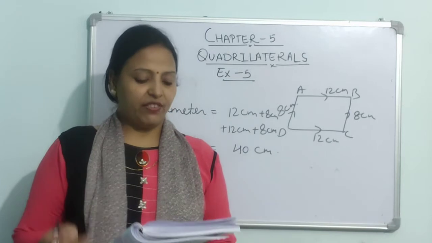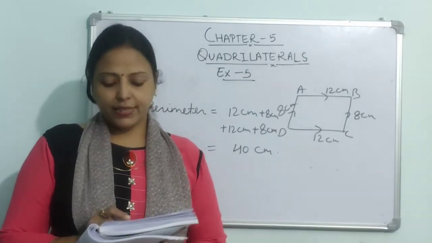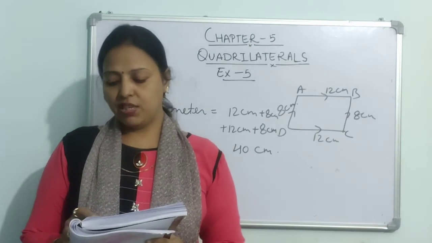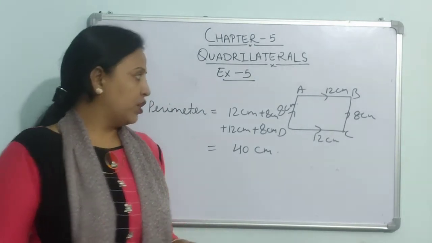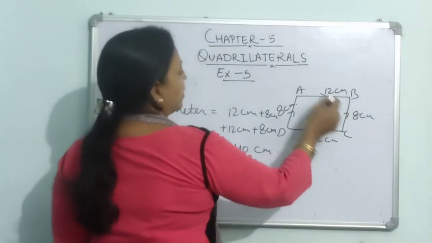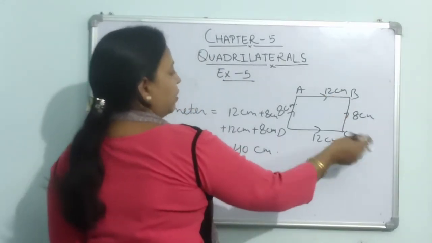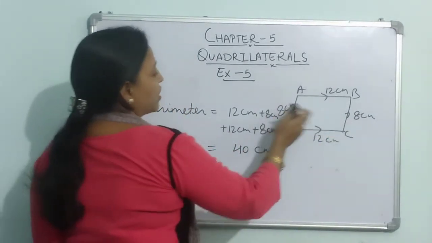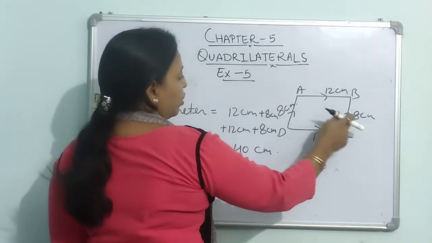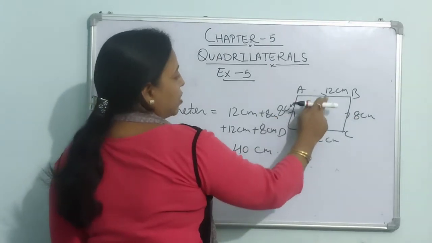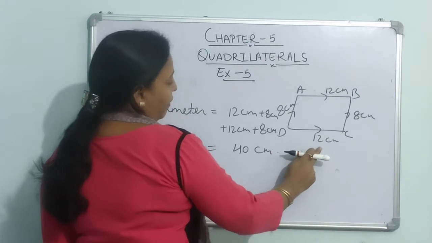Question number 7 is, if two adjacent sides of a parallelogram are 12 centimeter and 8 centimeter, find its perimeter. Here I have drawn the diagram. It is a parallelogram and one side is 12 centimeter and the other side is 8 centimeter. You know that opposite sides of the parallelogram are equal. So this will be 8 centimeter, this is also 8 centimeter, and this is 12, so this will also be 12 centimeter.